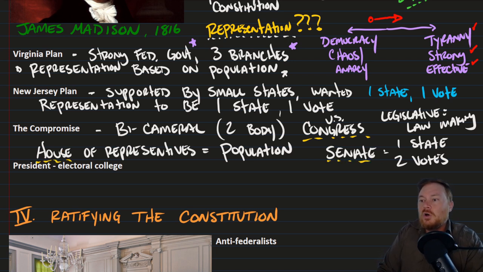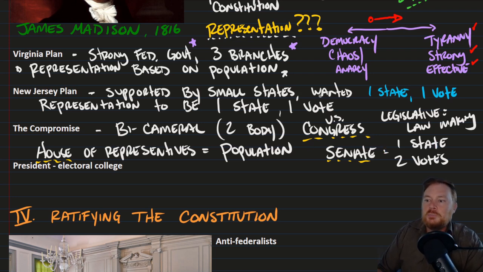And in order for a law to be enacted, a law has to pass both the House and the Senate. So this was seen as a compromise that both sides wanted. Those that were the bigger states got what they wanted in the House of Representatives, more people, more votes. And those that favored the smaller states got what they wanted in the Senate, where it's one state, two votes. A law has to get by both of them.